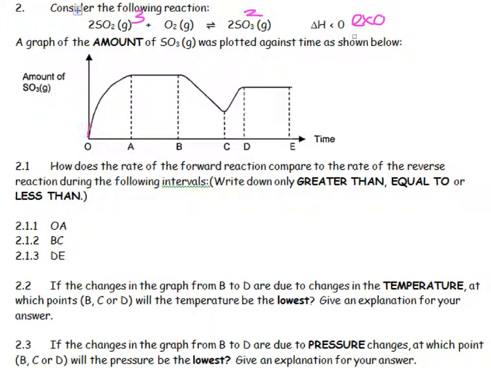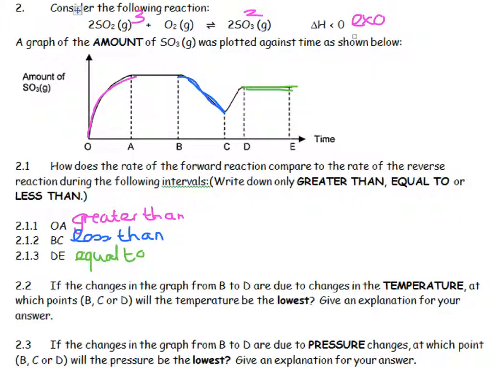Between O and A, you can clearly see you're getting more SO3. So, the rate of the forward reaction is greater than the reverse. Between B and C, you can clearly see that I'm getting less and less SO3, which means I must be favoring the reverse reaction, so the forward reaction is less than. Between D and E, my SO3 is remaining stable, and therefore it is equal to, the rates are equal.